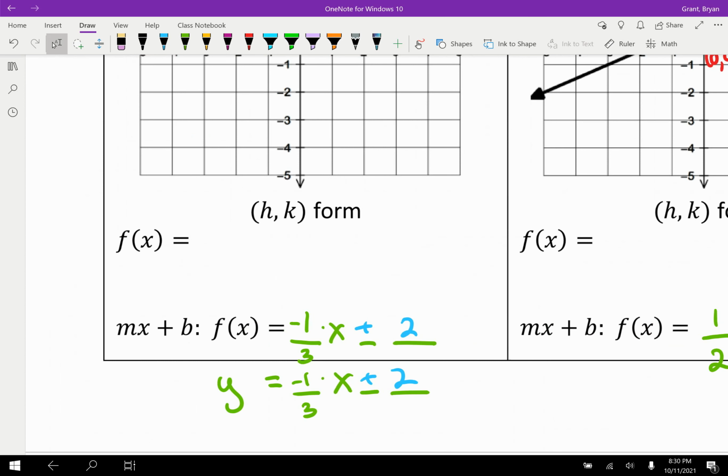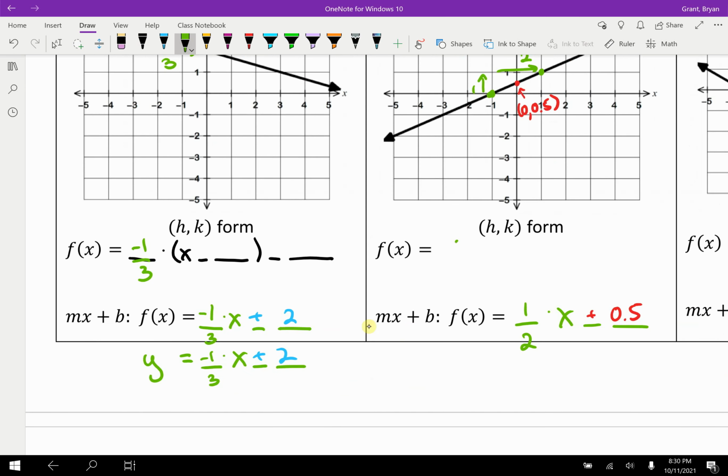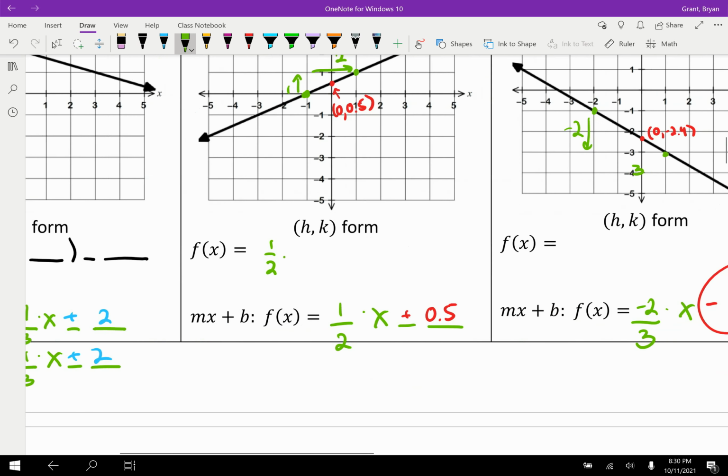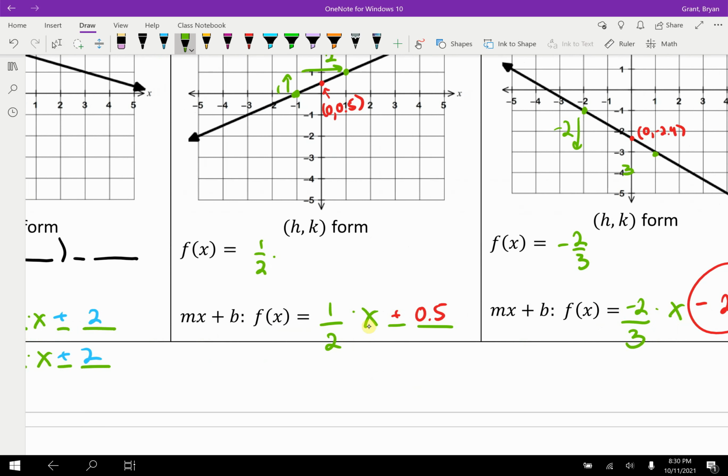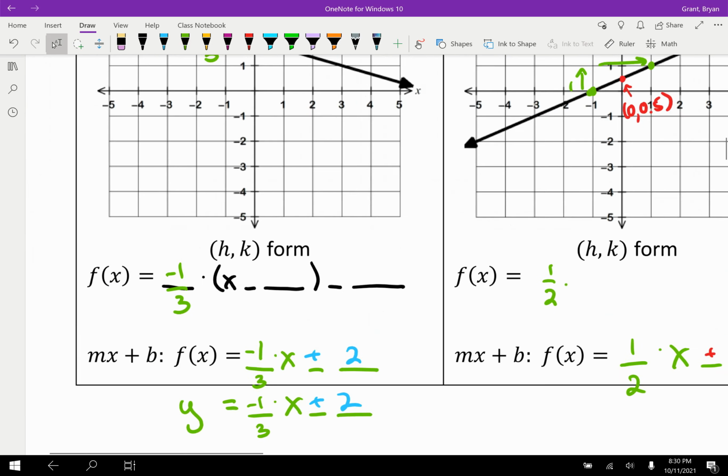So HK form, just a friendly reminder, has a blank, and then it'll be x, some sign, and a blank, and then some sign, and a blank. The nice part about all of these is that the slopes are the same. We already found the slope. It's m(x minus h) plus k. So I know my slope here is negative 1/3. My next slope is 1/2. And my last slope is negative 2/3.